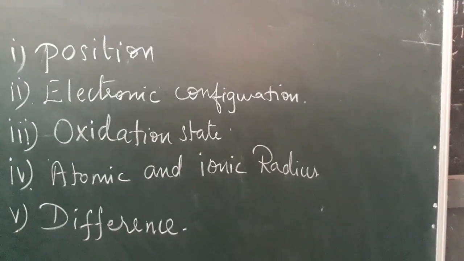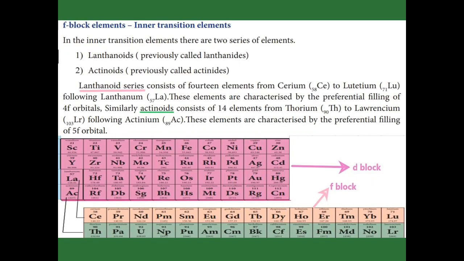Rest of the lesson in PPT. Inner transition elements contain two categories. One is lanthanoid, the previous name is lanthanide, and the next one is actinoid, the previous name is actinide. What is lanthanoid? After lanthanum, the 14 elements, that is cerium to lutetium, fill the last electron in the 4f orbital, so they are placed in one series below the periodic table.